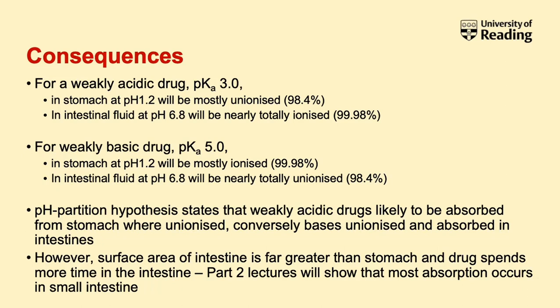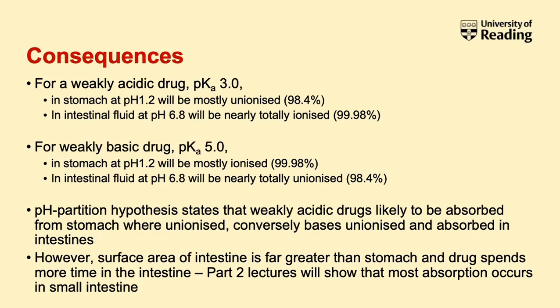We would be able to work this out using the Henderson-Hasselbalch equation, where you would use the pKa as 3, the pH is 1.2, and it would give you the ratio of ionized versus unionized drug. That would allow you to work out the percentage ionization of that drug. We can do the same in the intestinal fluid, where the pH is 6.8. In that case, it is higher than the pKa, which is 3, and the acidic drug would be totally ionized, or pretty much, because it would be 99.98% ionized.